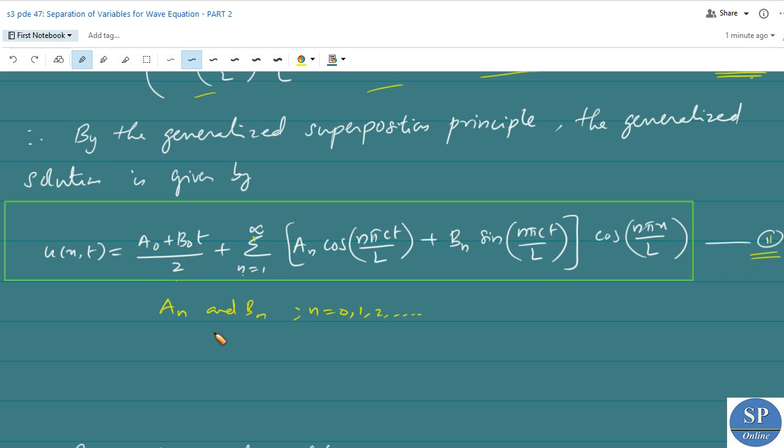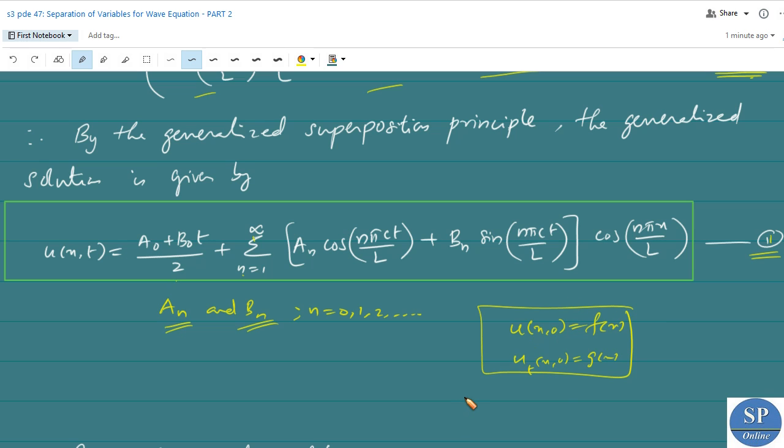So now our aim is to find the Fourier coefficients a n and b n for n equal to 0, 1, 2, 3, etc. So for that we need to apply the initial conditions which are u(x,0) equal to f of x and u_t(x,0) equal to g of x. So we need to apply these two initial conditions.